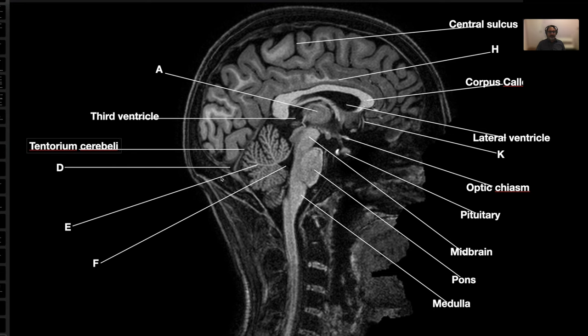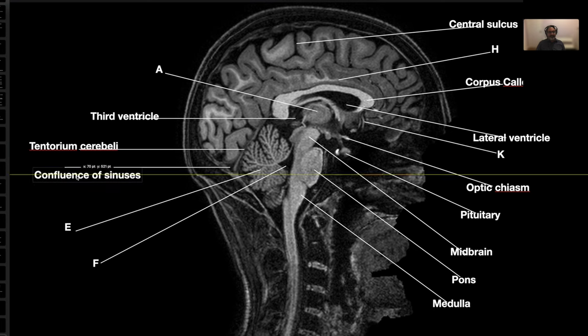D is a sinus. The straight sinus and the superior sagittal sinus drain into this. It's called the confluence of sinuses. Okay, so E is the cerebellum. F is the fourth ventricle, correct.